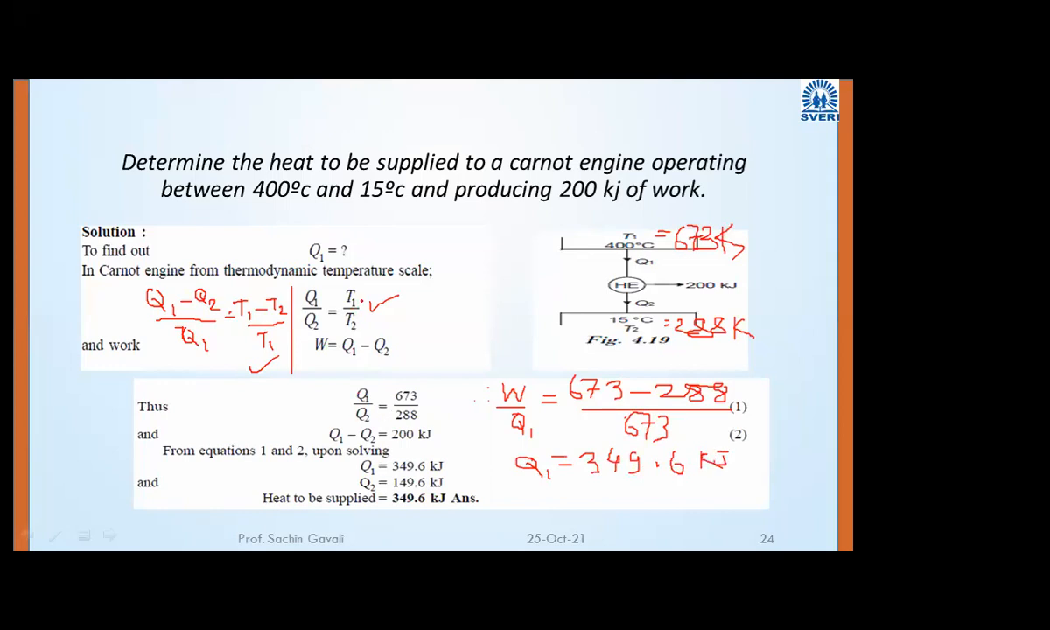Okay, the cyclic integral of dq by T is equal to 0, so Q1 divided by T1 minus Q2 divided by T2 is equal to 0. Taking the heat interactions together, Q1 minus Q2 is equal to W. So Q2 will be 349.6 minus 200, which is 149.6. What was asked? Heat to be supplied and rejected. We found both. The answer: 349.6 supplied, 149.6 rejected.